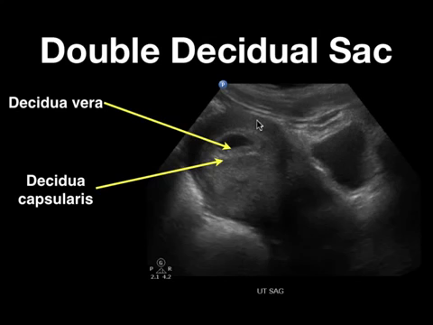Briefly mention here the double decidual sac sign. This was first coined by Nyberg back in the 80s, and this was before transvaginal scanning was routine, and because there was a longer window before you would end up seeing the yolk sac or the embryo just via the transabdominal window.